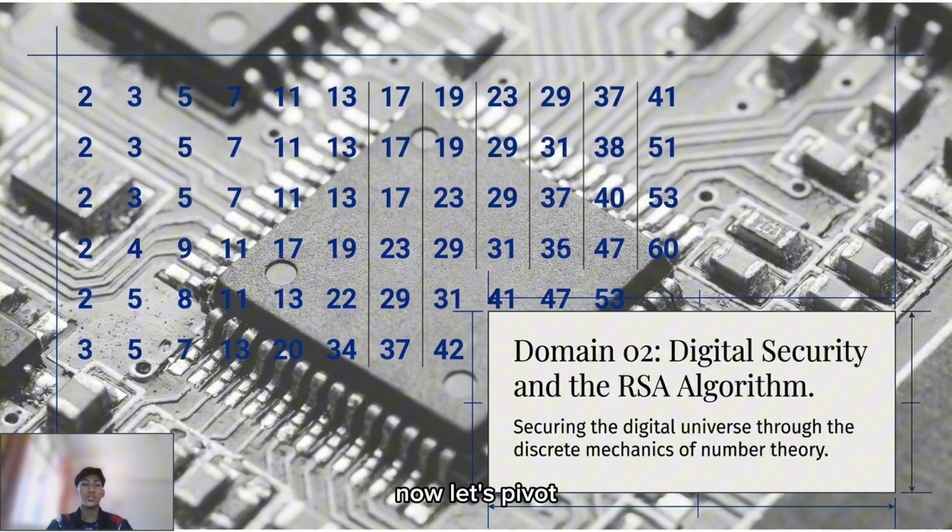Now, let's pivot. Let's leave the vacuum of space and enter the pathway of cyberspace. If Kepler's laws are the guardrails of the physical world, then number theory is the lock and key of the digital one. We have moved from the geometry of stars to the discrete mechanics of primes.